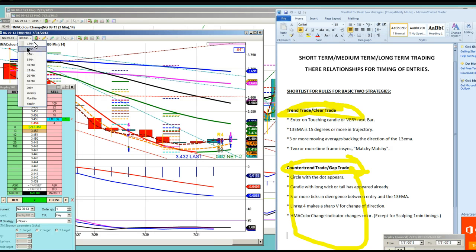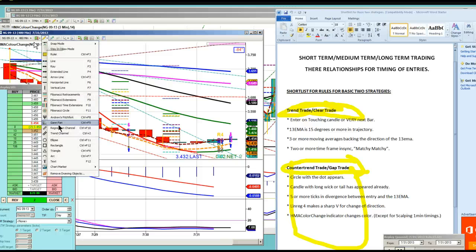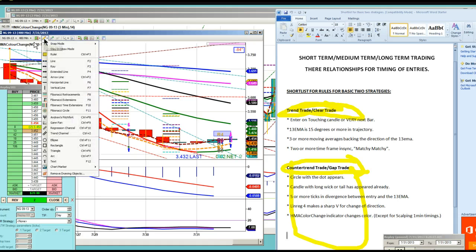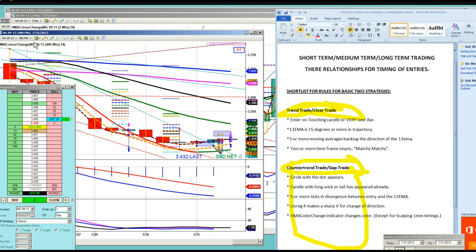Look at the position of the R4 in relation to where the gap is. Now, this could take all day and all night to finally gap close. But at least I know, from the point of the HMA color change and the position of my Lin regs, what criteria, what strategy is in motion based on this information.